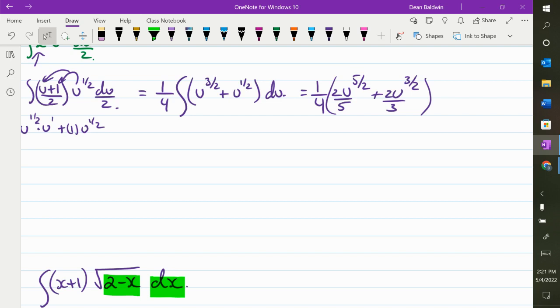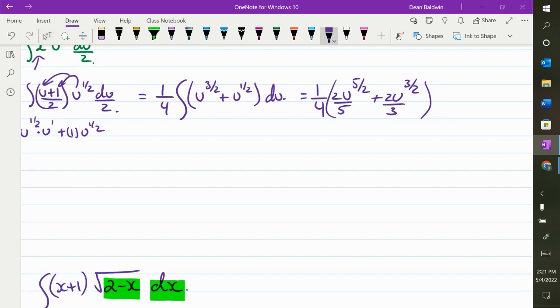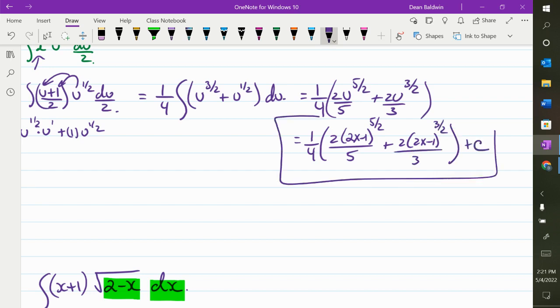Okay, what's my final step here? Sub back in what u was. I don't even remember what it was. 2x minus 1. And you can multiply the 1 quarter in if you want. I'm just going to leave it on the outside. And I always leave stuff in fractional exponent form, but that's your choice. No mixed fractional exponents? Oh my gosh, I think that's an automatic fail. Throw on the plus C and you're done.